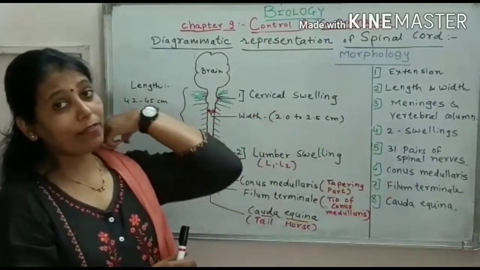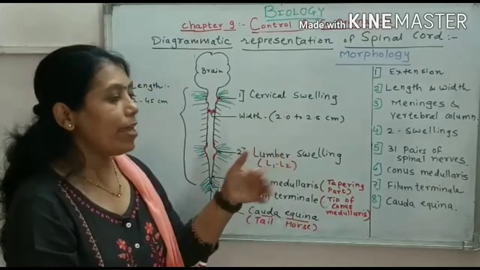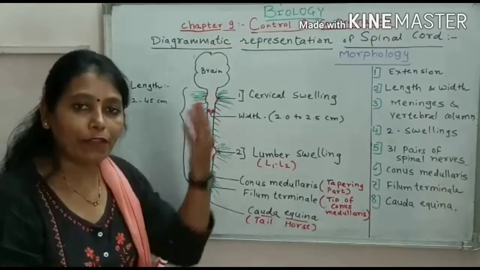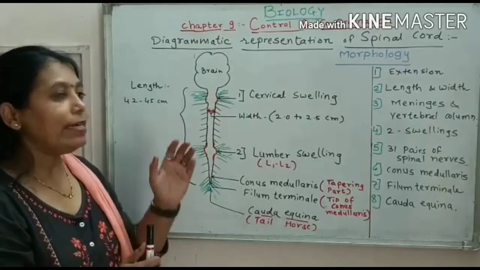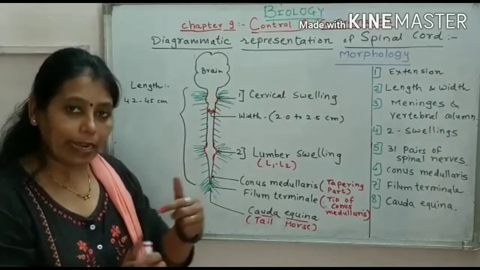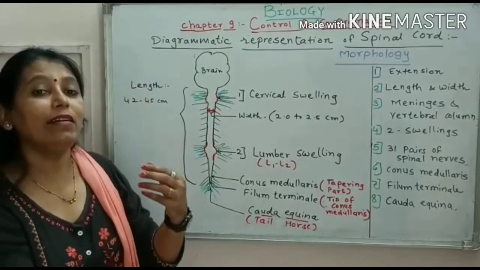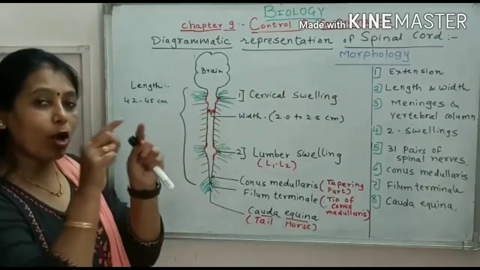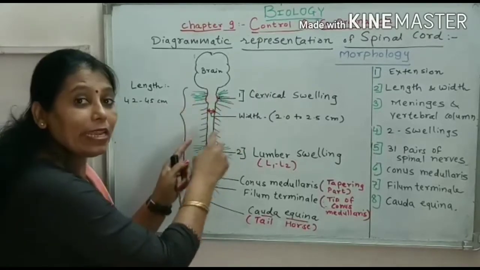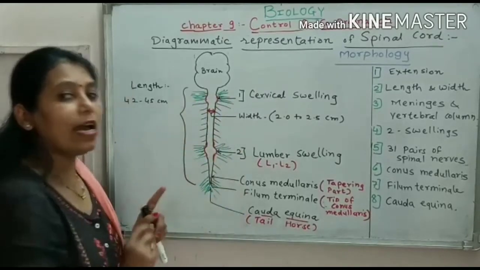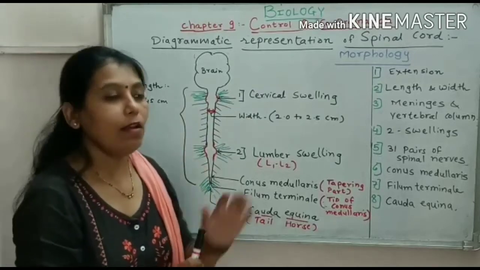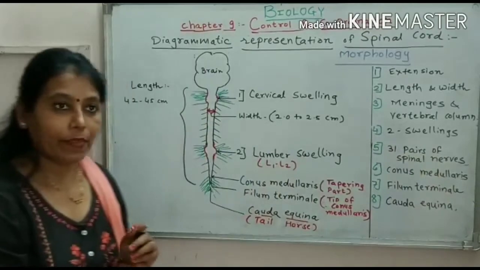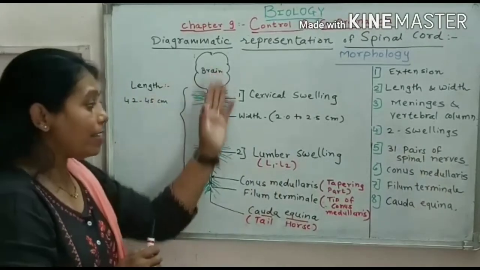What is the function of the spinal cord? We know that the spinal cord is one of the important parts of the nervous system. Actually, it is a pathway which connects the brain and other body parts. So this spinal cord gives out many nerves. These nerves are called spinal nerves. Now there are 31 pairs of spinal nerves. Here 31 and here 31.